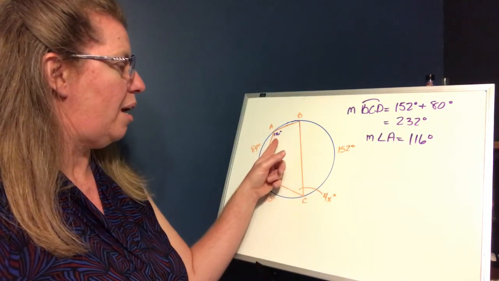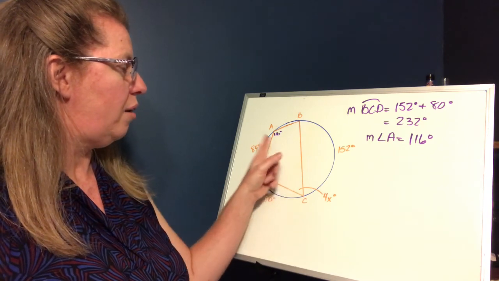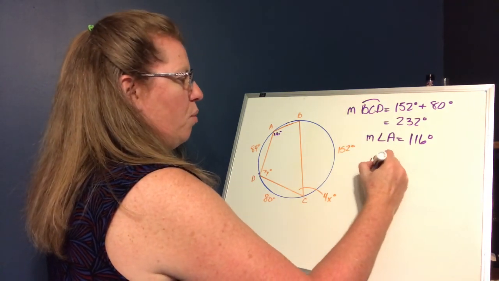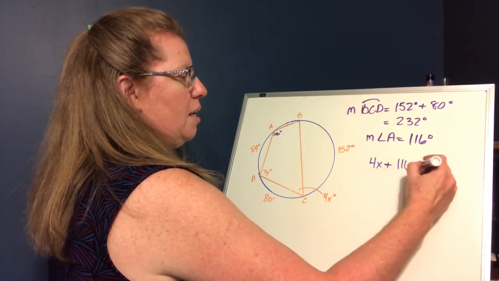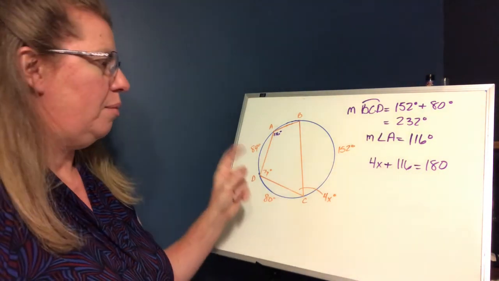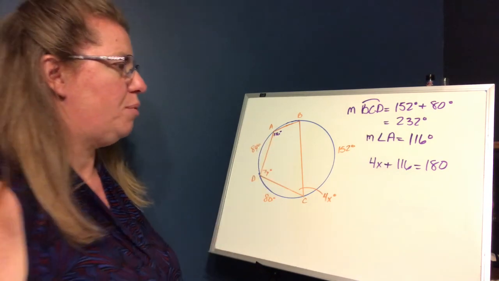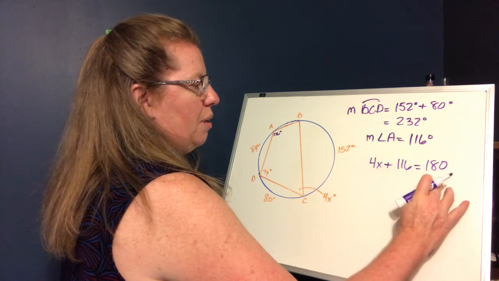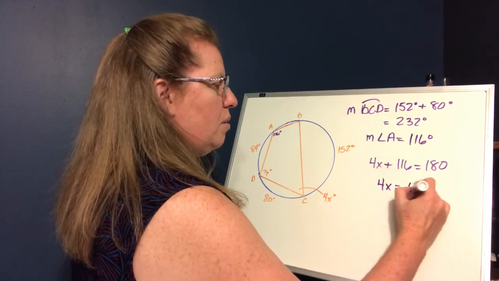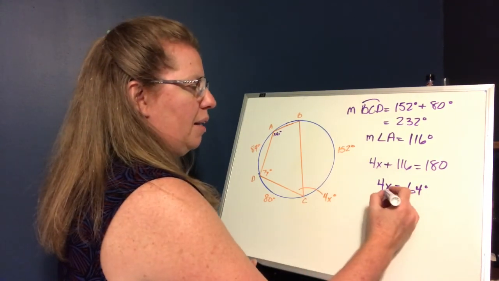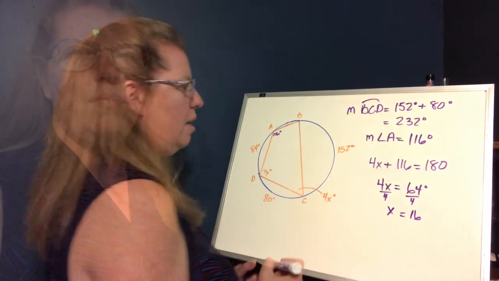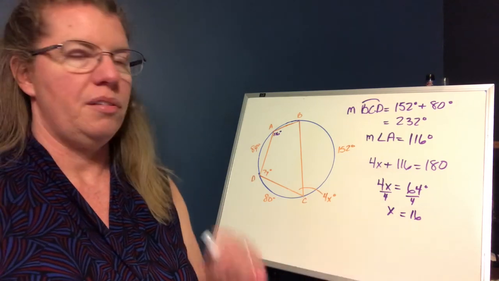So now we can set up our equation. We know angle A plus angle C equals 180 degrees. So we're going to set up 4x plus 116 equals 180. Please do not set them equal. People will do that, but that's not our equation. We know they have to add up to 180 degrees. So the first thing we do is subtract 116. So we wind up with 4x equals 64 degrees. And the last thing, divide by 4. So x equals 16. All right, so we have our answer, x equals 16.